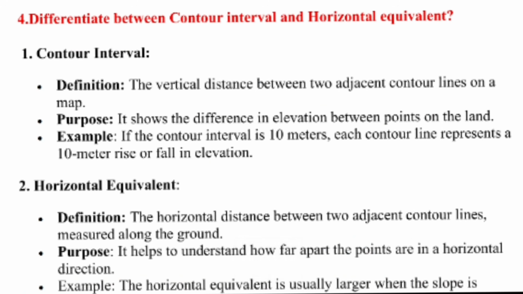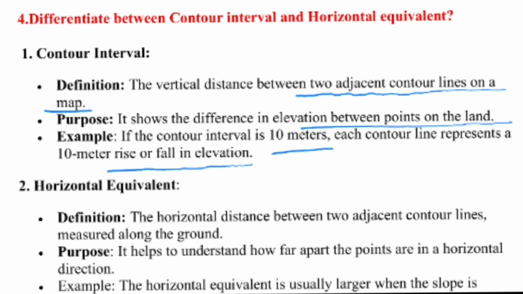Next is the difference between contour interval and horizontal equivalent. Contour interval is the vertical distance between contour lines on a map. The contour interval gives the difference in elevation between points on the land. For example, for each 10 meter rise and fall, you use the contour interval.